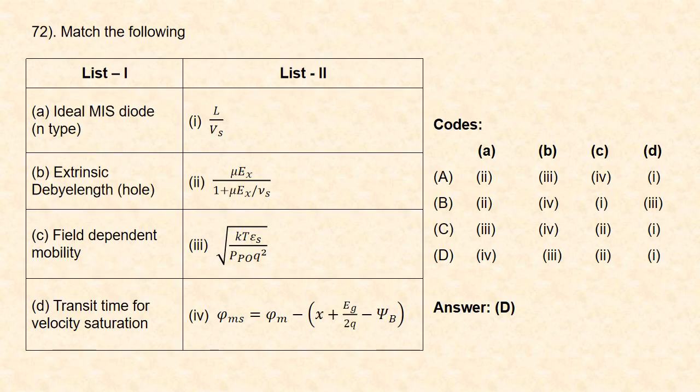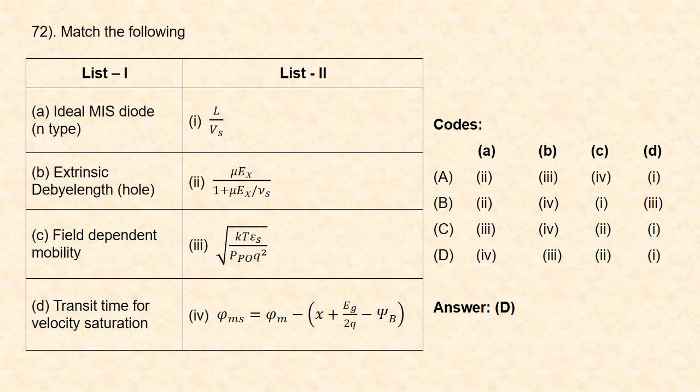Next question, it is a match the following type. List 1, ideal MIS diode, that is metal insulator semiconductor diode, N type. For this the equation is phi ms is equal to phi m minus chi, that is electron affinity, plus Eg by 2q minus psi b. Psi b is the barrier height, Eg is the band gap energy, q is the charge of electron, phi m is the work function of metal, and phi ms is the work function difference between metal and semiconductor.